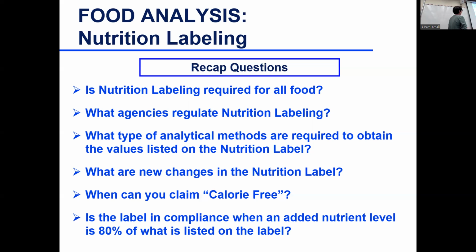Yes, okay, so what agencies regulate nutrition labeling? We have 2 federal agencies. One was the FDA. FDA is one, and there is another one. FSIS, Food Safety and Inspection Service. They particularly regulate meat, poultry, and eggs.